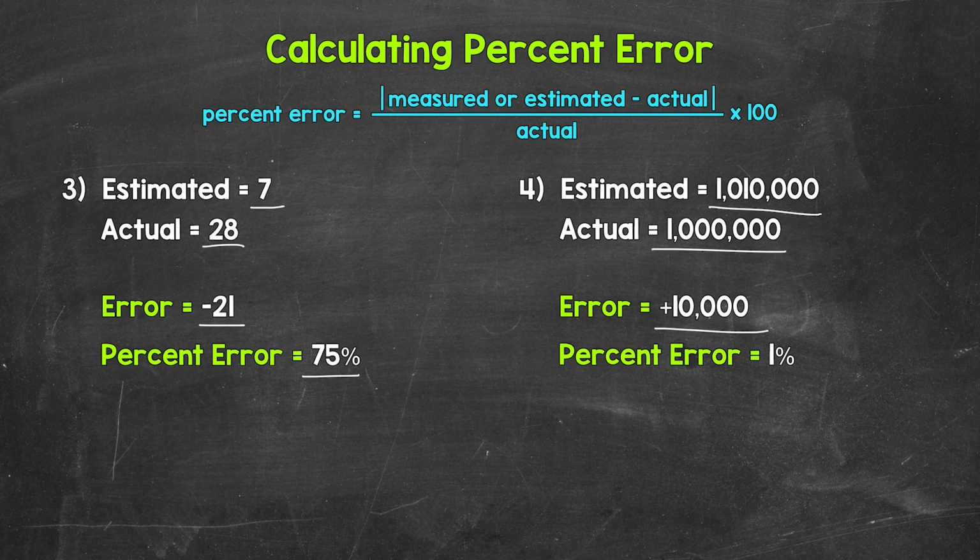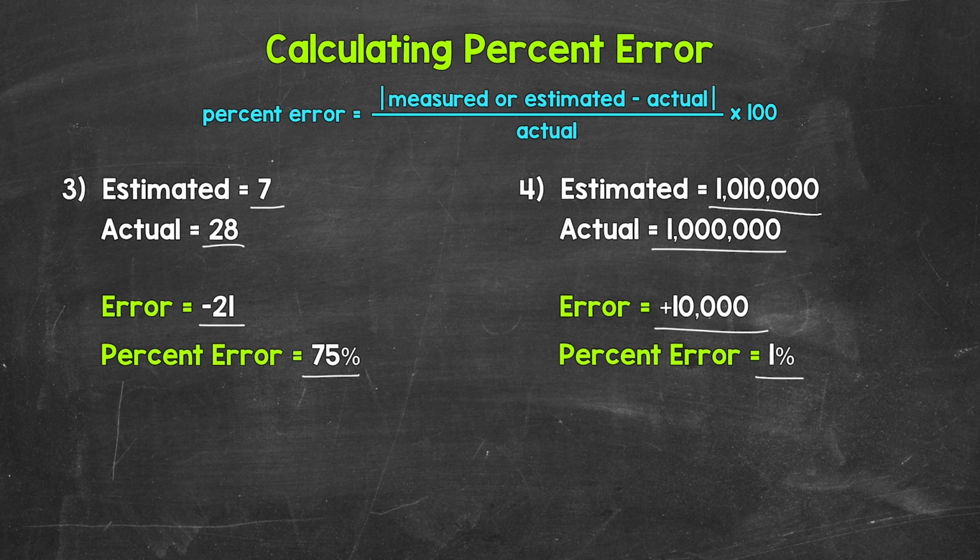Now, an error of 10,000 may sound like a lot, but because of the numbers we are working with here and their size, we have a percent error here of only 1%. That's a close estimate, only 1% off the actual value. Now, if we just compared the errors between numbers 3 and 4, so off by 21 compared to off by 10,000, we would think that number 3 was a better estimate by a lot. But looking at the percent errors, number 4 is actually a much better estimate than number 3.